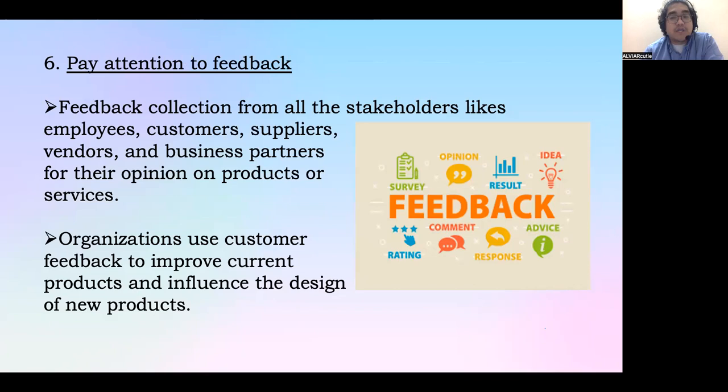Feedback collection from all stakeholders like employees, customers, suppliers, vendors, business partners for their opinion on products or services. Kahit marites yan, kahit mga chismosa, kuhanan nyo ng feedback. Organizations use customer feedback to improve current products and influence the design of new products. Kasi nga, syempre makakakuha rin tayo ng idea kung ano yung ayaw nila, ano yung gusto nila sa product natin. At least alam natin kung may babaguhin, may idadagdag at may babawasan.